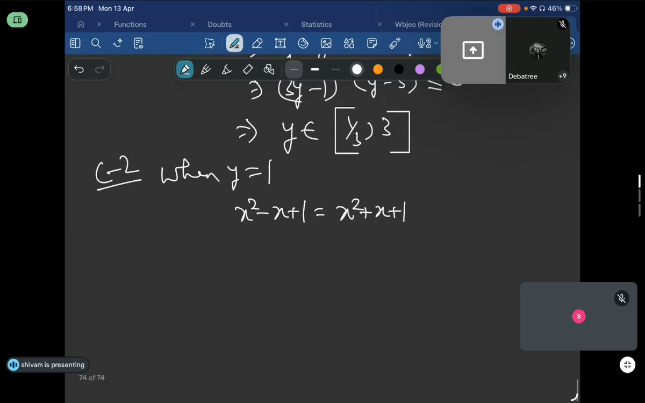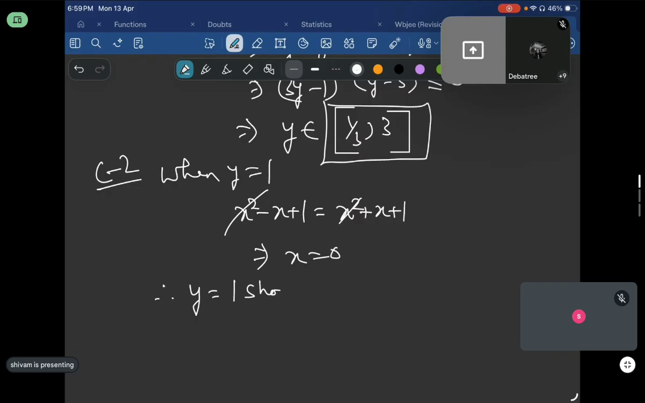So let me see whether we are getting any value of x or not. You see, x square will get cancelled. You are going to get x equal to 0. That means for y equal to 1, x equal to 0 exists. Therefore, y equal to 1 should be included. We have included it. Is it clear? And suppose you people don't get any value of x, then you have to exclude 1. It should be included.